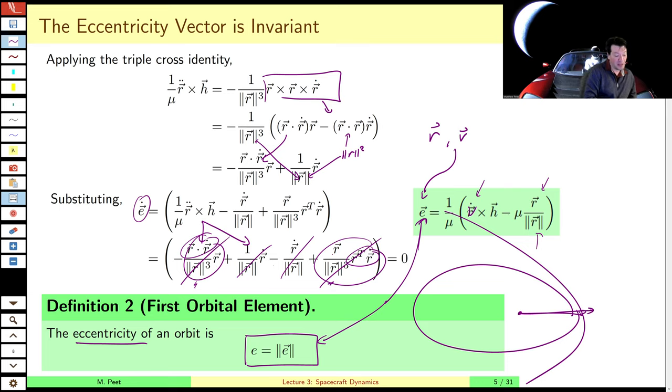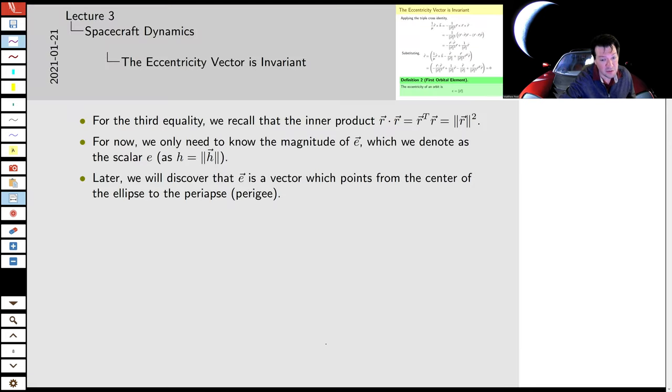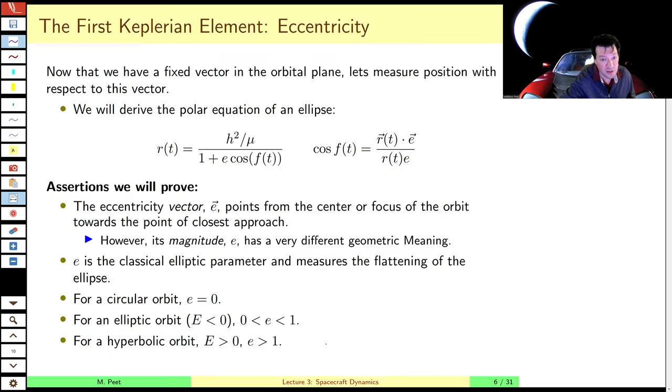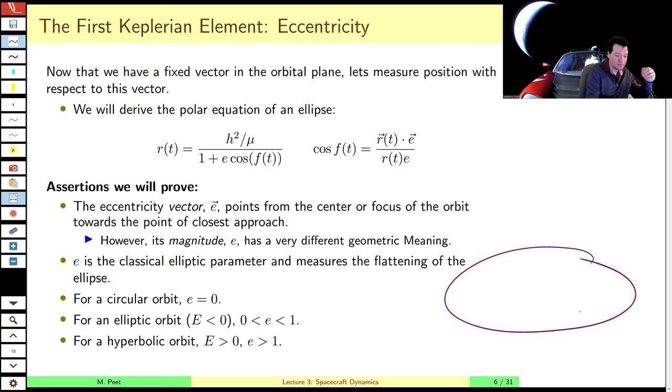Now, I call it eccentricity. Does it actually have any relationship to the eccentricity of an ellipse? I mean, obviously, I think it does because I've called it eccentricity, but I haven't proven that yet. And so that's going to be our next challenge. Again, though, we have to first define this concept of a true anomaly, so this parameterization of the ellipse itself.